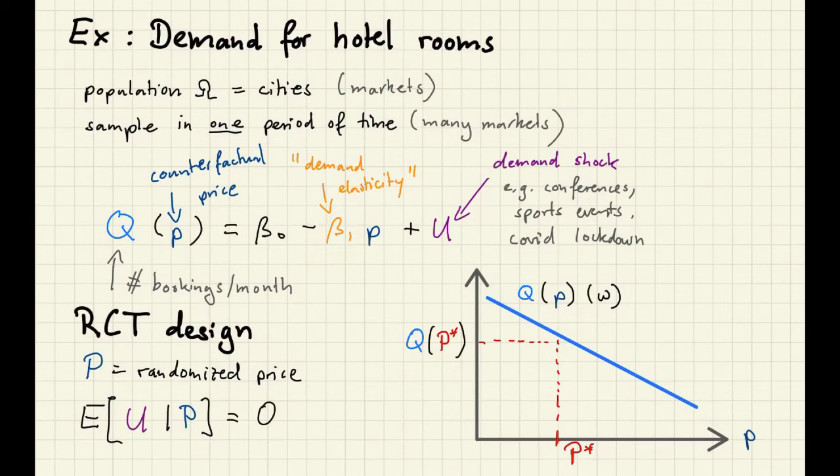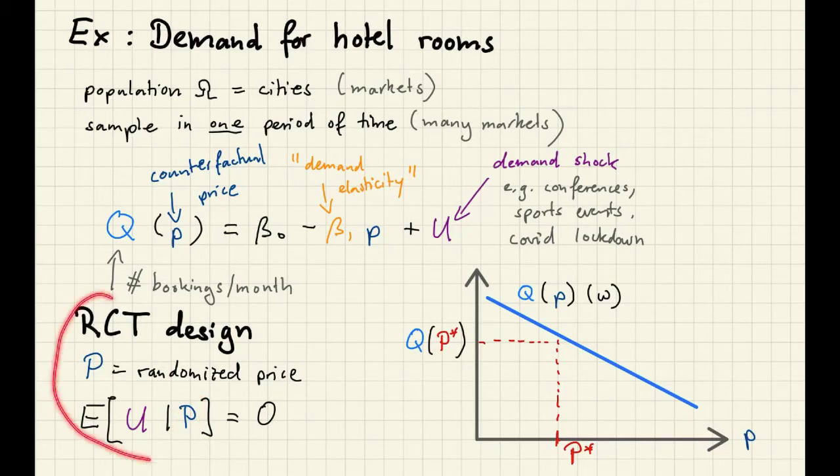Determining the price by randomization would mean that we determine the price outside of the market. So the price would be exogenous to market forces. And you can see it's also exogenous in our econometric sense, in the sense that it's an exogenous regressor.